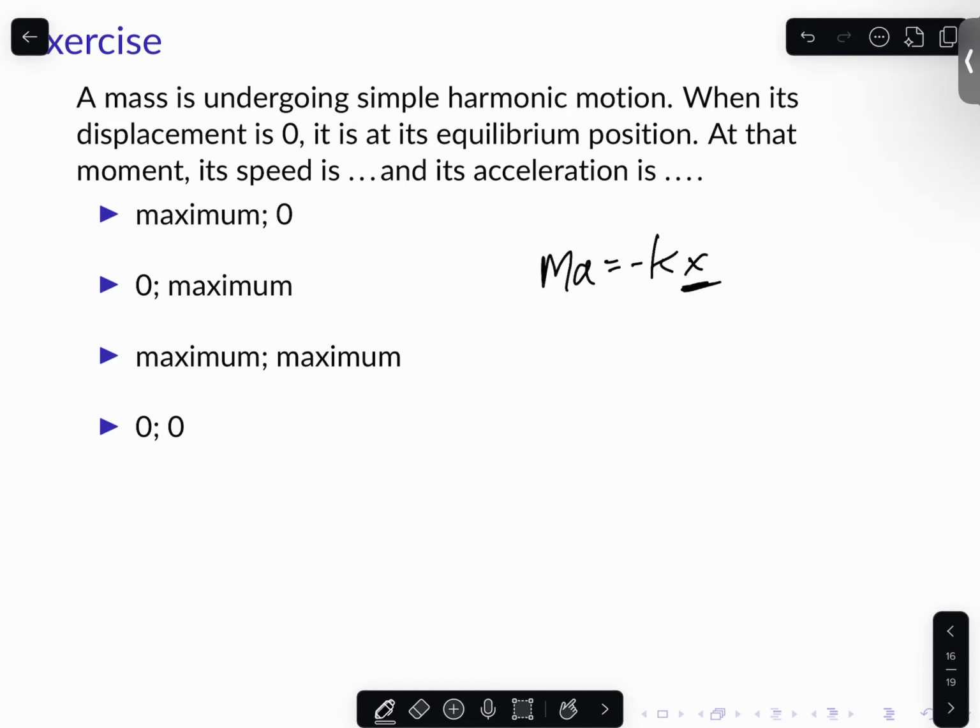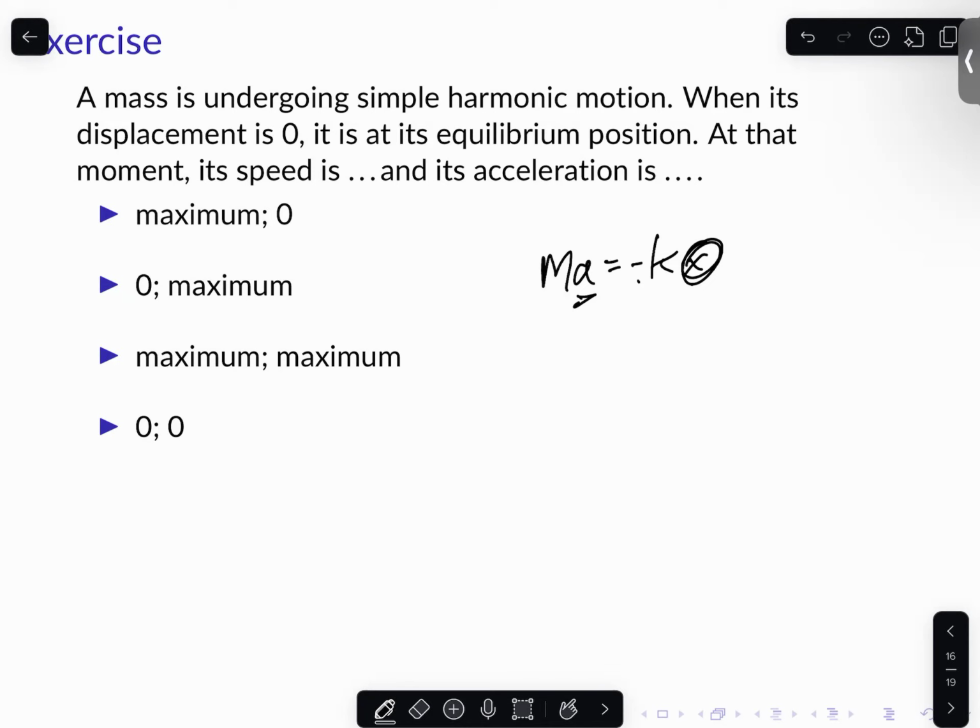When x is zero, what is a? Zero. When x is big positive, what is a? A negative times a positive is a big negative. When x is negative, negative times negative is positive. Acceleration is negative when position is positive, positive when position is negative, and zero when position is zero.